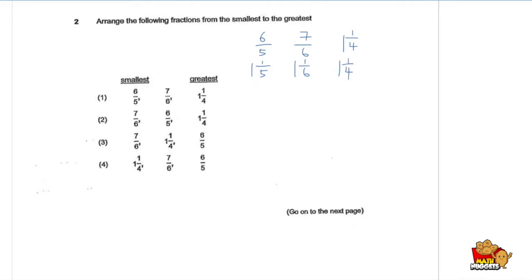So from here, as you can see, they are all 1 whole and something, right? So I'm just going to compare the fraction here. So 1/5, 1/6, and 1/4. Now which will be the smallest fraction? This one. Smallest, followed by 1/5, followed by 1/4. So the answer should be 7 out of 6, followed by 6 out of 5, and 1 1/4. Option 2.